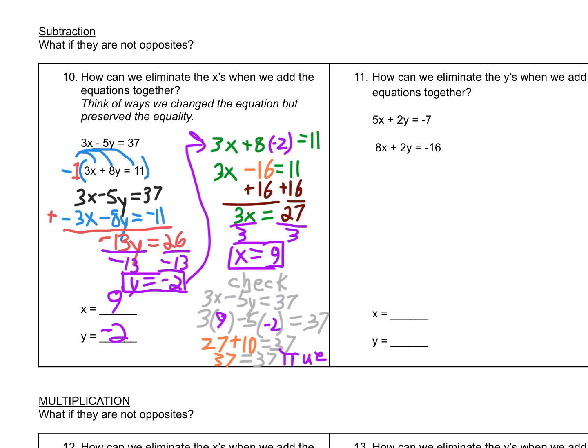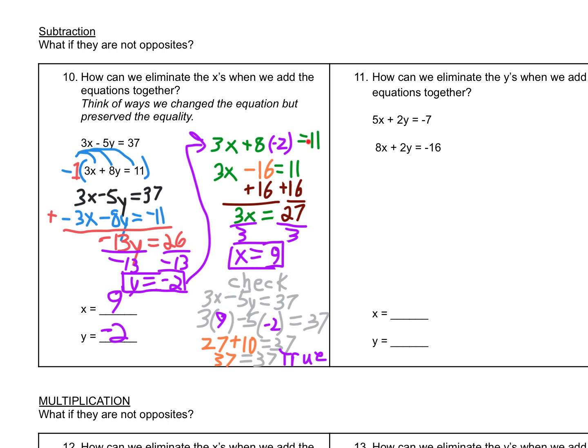Since it's all positives, I thought it would be easier. So 3x plus 8 times negative 2 is supposed to equal 11. 8 times negative 2 is negative 16. I added 16 to both sides. 11 plus 16 is 27, so 3x equals 27. Divided both sides by 3, so x equals 9. I could then verify that if I wanted to.